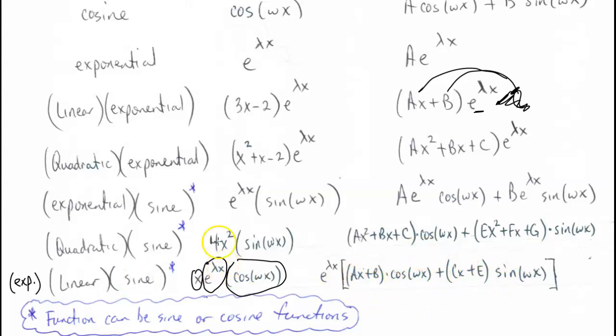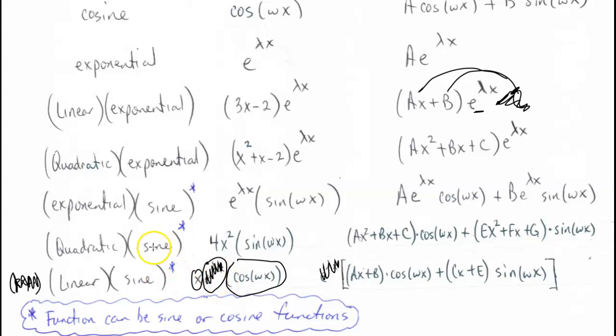Now, if we did not have the exponential part, then this would go away. That means this part will go away, and we would just have linear times sine. And of course, that would go away, and you would just have this. So I threw that catch-all in there for the last one, just to cover the exponential times linear times sine, as well as just a linear function times a sine or cosine function.